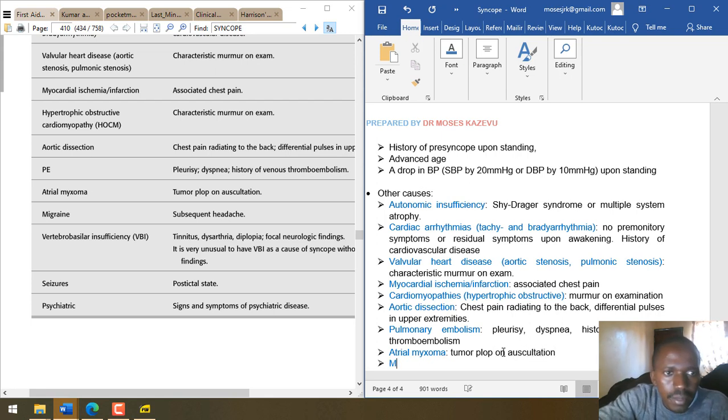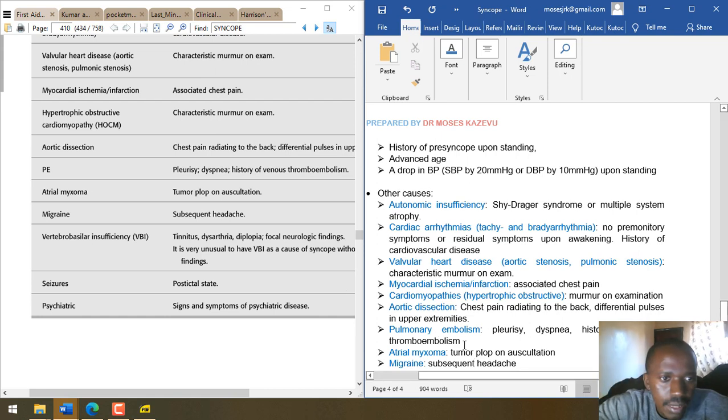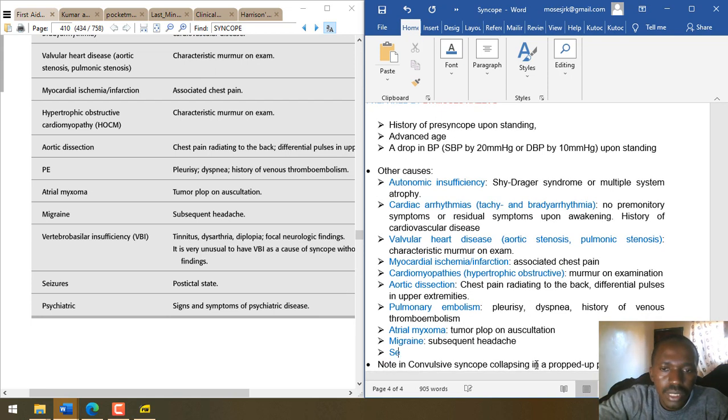migraines. So here there'll be a subsequent headache. This is just other causes of syncope that we can actually add to our list. So there could be subsequent headaches. We'll come to seizures. So here there is a post-ictal phase to keep in mind, ictal state and seizures, psychiatric. Here they are signs and symptoms of psychiatric disease.